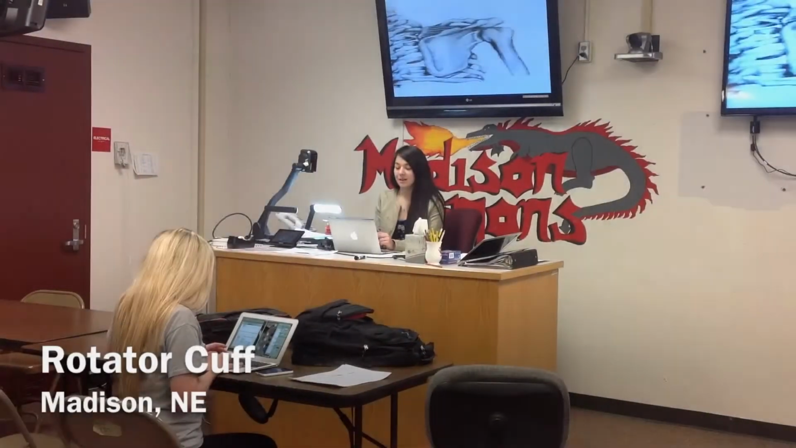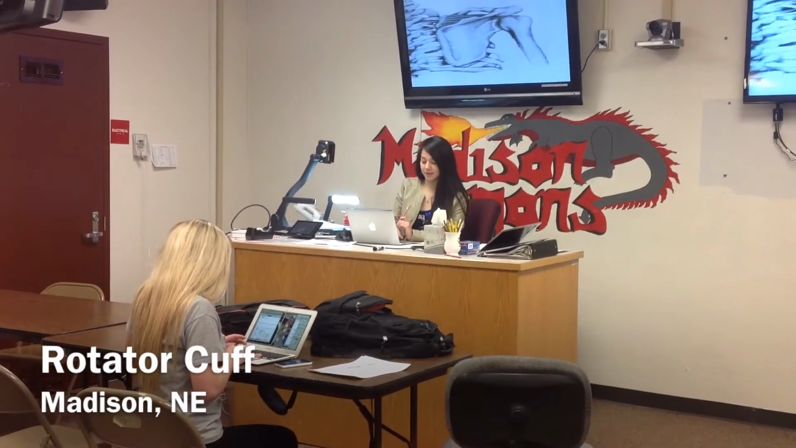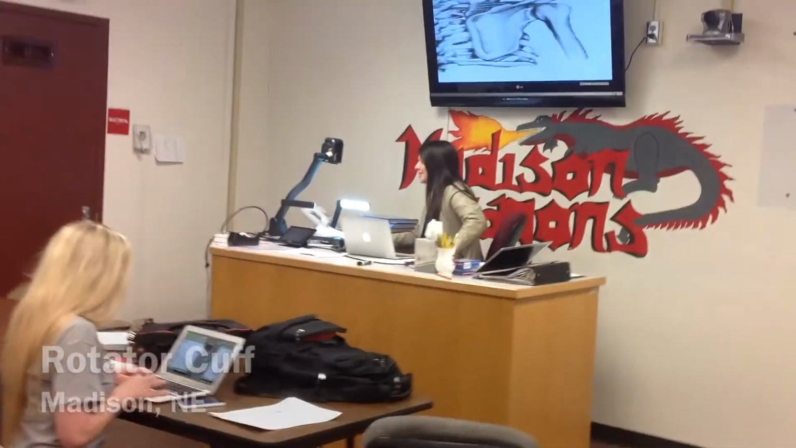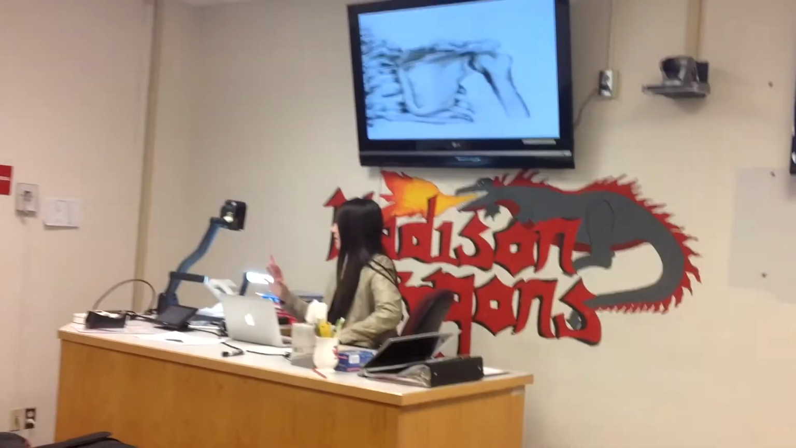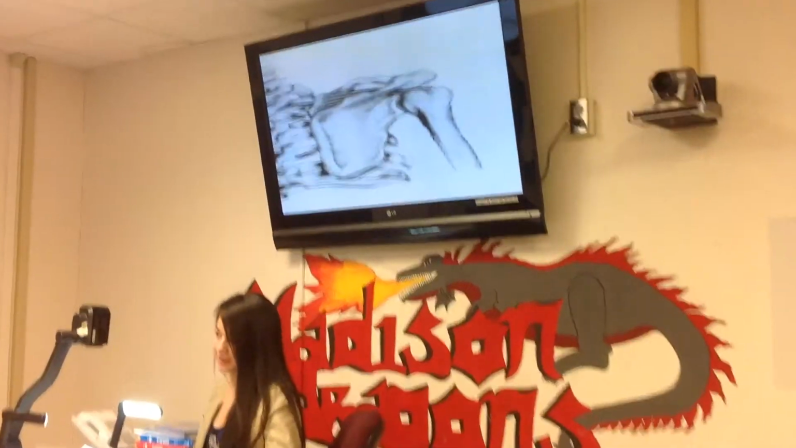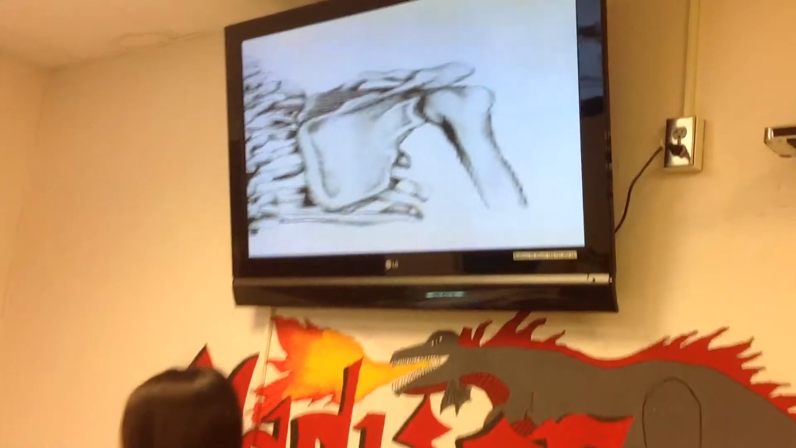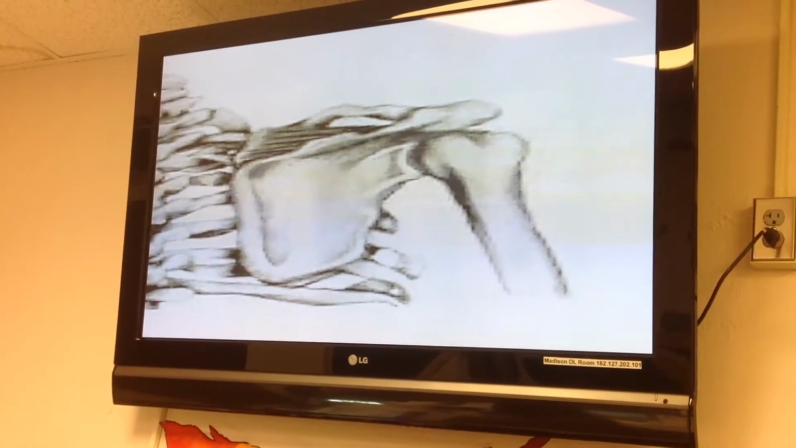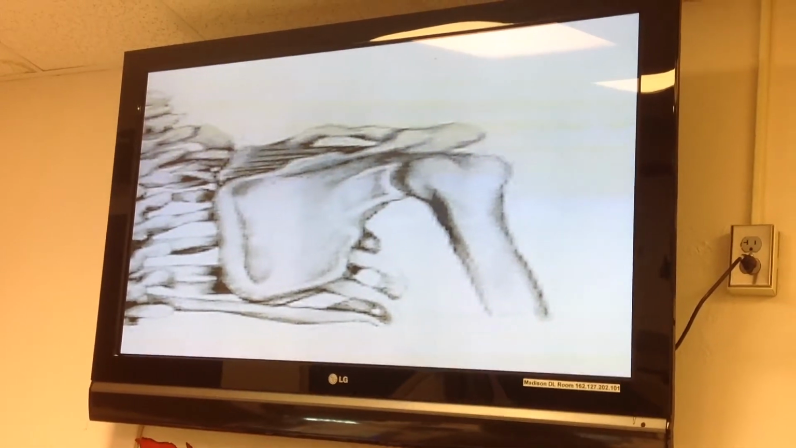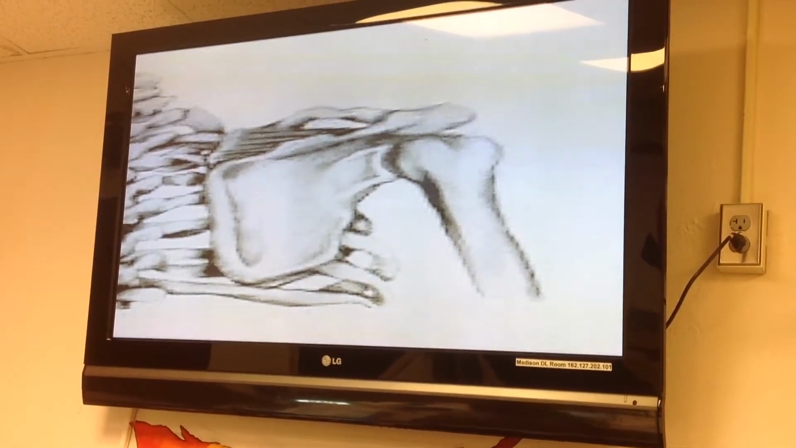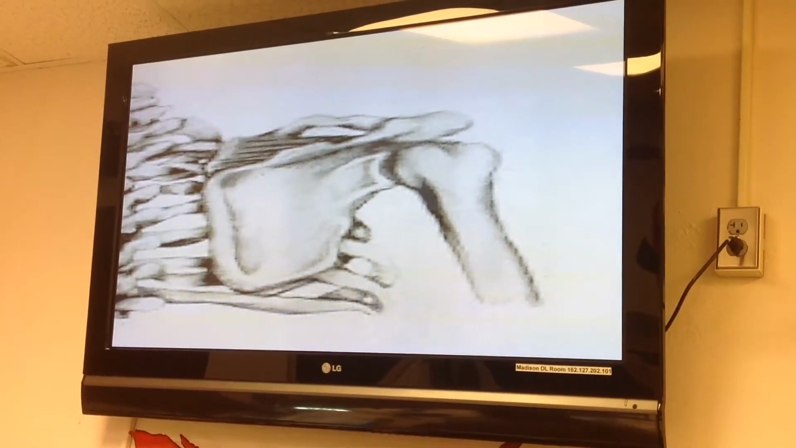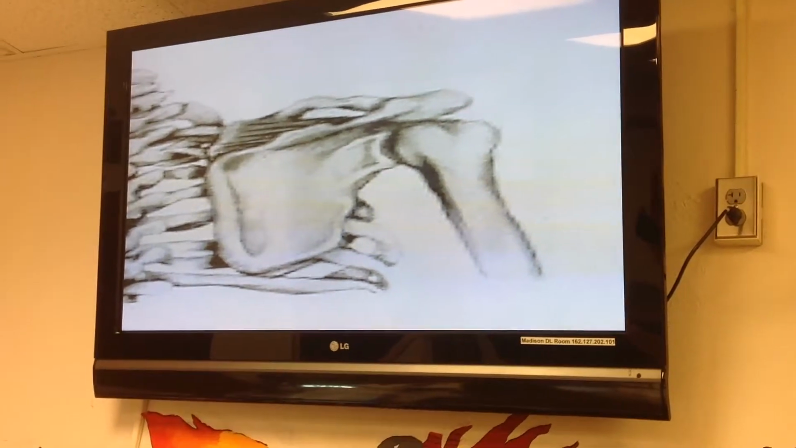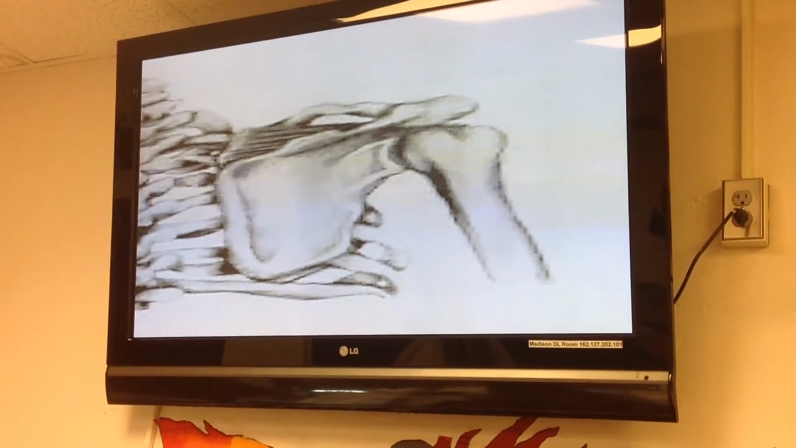Alright, today we're going to learn about the rotator cuff. The rotator cuff is a group of tendons and muscles located in the shoulder area. It connects the humerus to the scapula, which stabilizes the shoulder. The four main muscles are the supraspinatus, the infraspinatus, the teres minor, and the subscapularis.